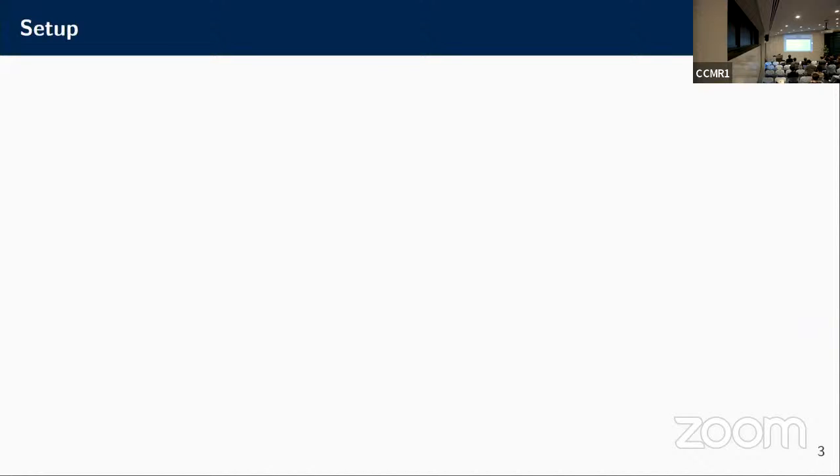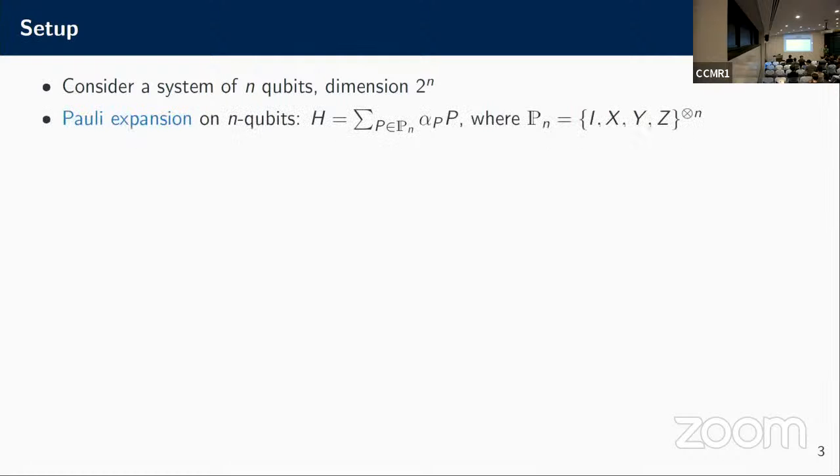So what's our setup? We want to consider a system of n qubits, so that's dimension 2 to the n. So far, so good. And since we're talking about qubits, it will be very convenient to do the standard thing, namely to take the Hamiltonian and always write it down as an expansion in terms of Pauli strings. These P's here are just strings of Paulis where each entry is either identity, X, Y, or Z, so from this set here. And these coefficients alpha_P are just real numbers. And this is what you would, for example, like to learn if you do learning.